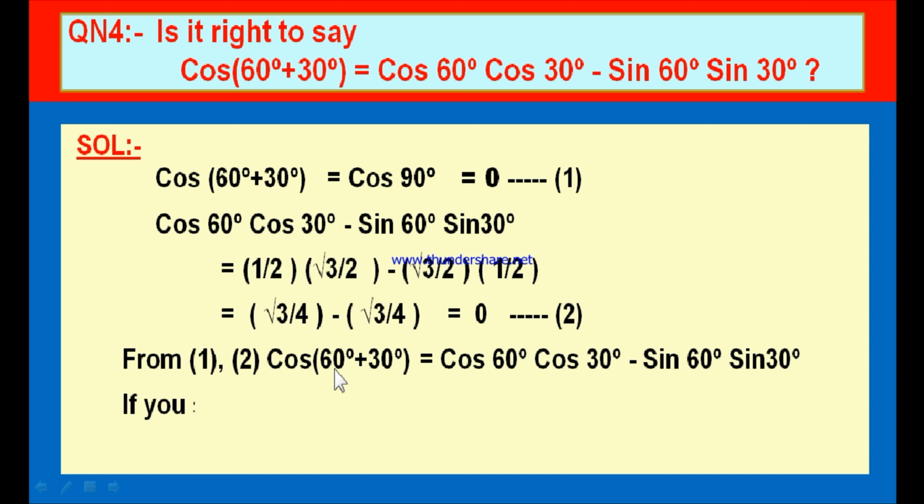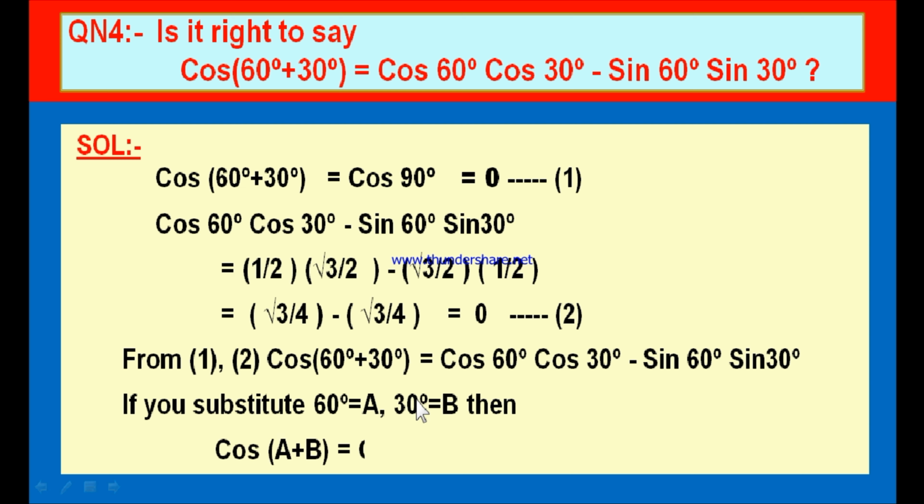Again, if we substitute 60 degrees is equal to A and 30 degrees is equal to B, then this may become cos A plus B is equal to cos A cos B minus sin A sin B, isn't it? We arrived at a formula for cos A plus B in this question, and we arrived at the formula for sin A plus B in the previous question. This is how we solve the questions from 1 to 4 of exercise 11.2.